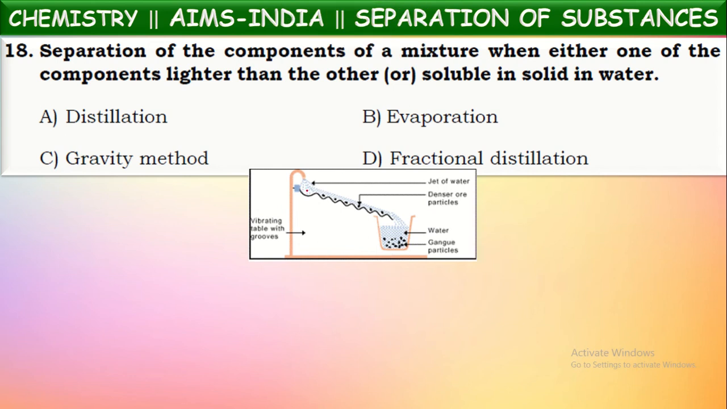They pour the mixture on an inclined surface which has a zigzag surface. When it is poured on this surface, along with that some water will be poured into it. Now the heavier components will be stuck in these zigzag portions, whereas lighter weight particles will flow along with the water down. In this way, the lighter weight particles can be separated from the heavier particles. This process is called the gravity method.